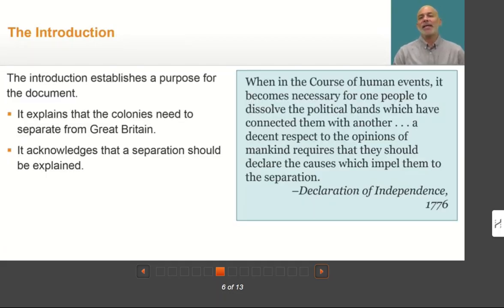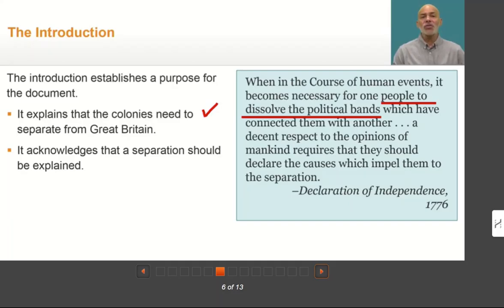The introduction, like any good introduction, tries to make the document's purpose clear. It explains that the colonies need to separate from Great Britain. The introduction says that sometimes it becomes necessary for one people to dissolve the political bands which have connected them with another. This means that sometimes people need to break the ties that connect them to another group. Notice the use of the word necessary. The colonists believe that they have no choice but to break their ties with Britain.